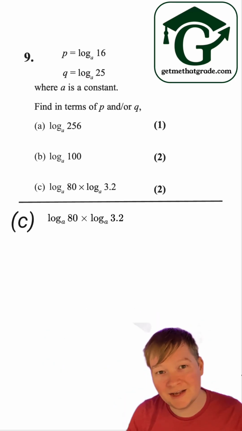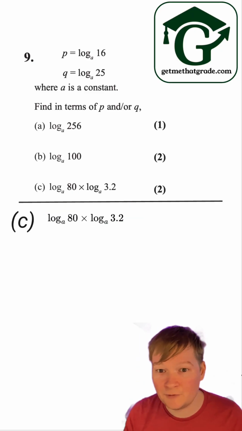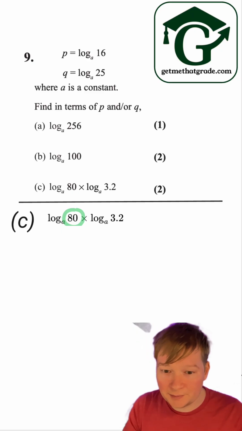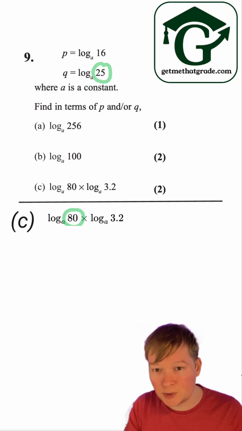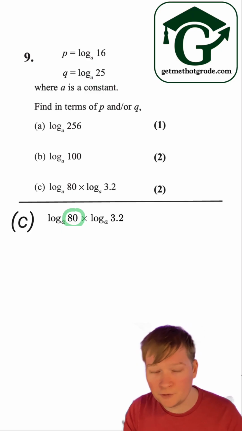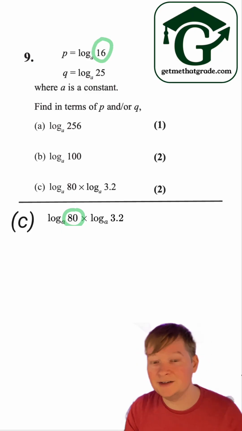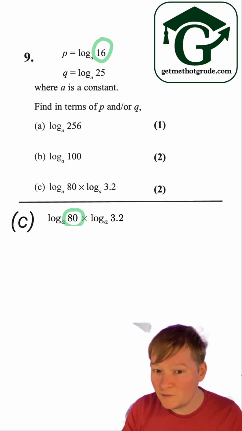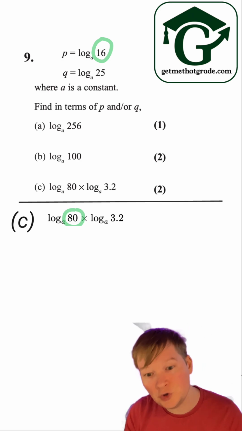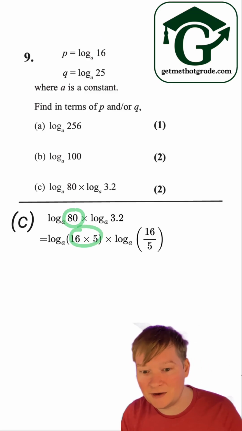What about part C? Well, we have log to the base A of 80 multiplied by log to the base A of 3.2. Let's start with 80. Can we find a link between 80 and either 16 or 25? I can't think of a link to 25 through multiplication or powers, but I can think of a link to 16. In fact, if you try dividing 80 by 16 in your calculator, you get 5. 80 is 16 times 5.